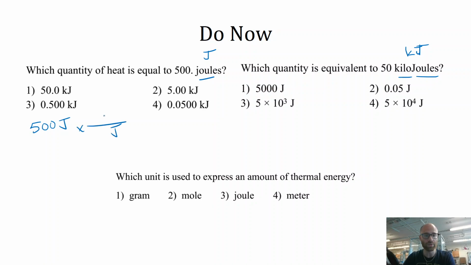We've got joules, we've got kilojoules. Kilo means 10 to the third. And we get 0.500 kilojoules after we cancel, which means answer choice 3.